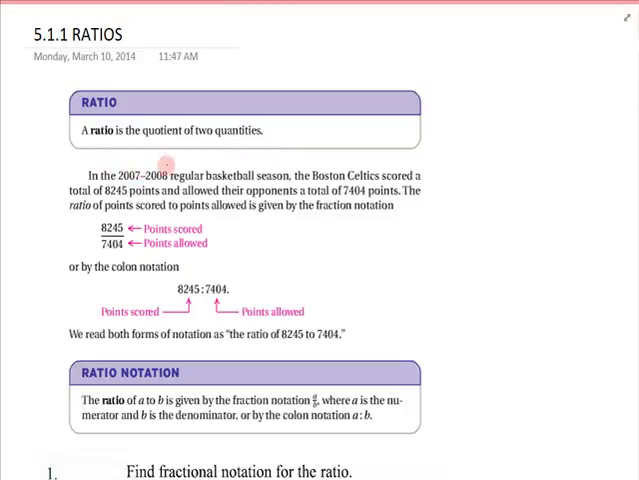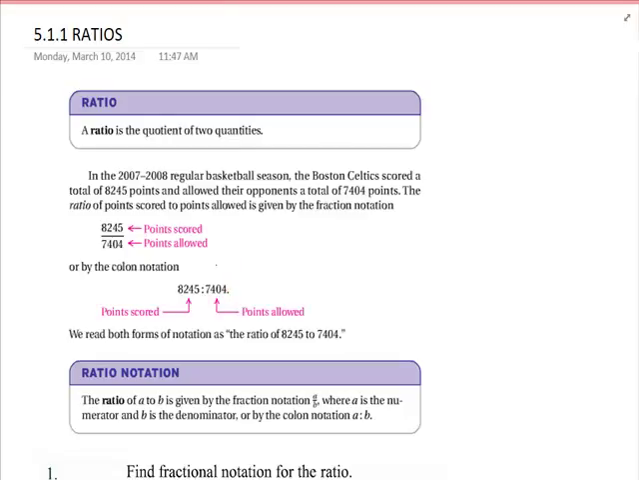In the 2007-2008 regular basketball season, the Boston Celtics scored a total of 8,245 points and allowed their opponents a total of 7,404 points. The ratio of points scored to points allowed is given by the fraction notation 8245 over 7404, or by the colon notation 8245 colon 7404.